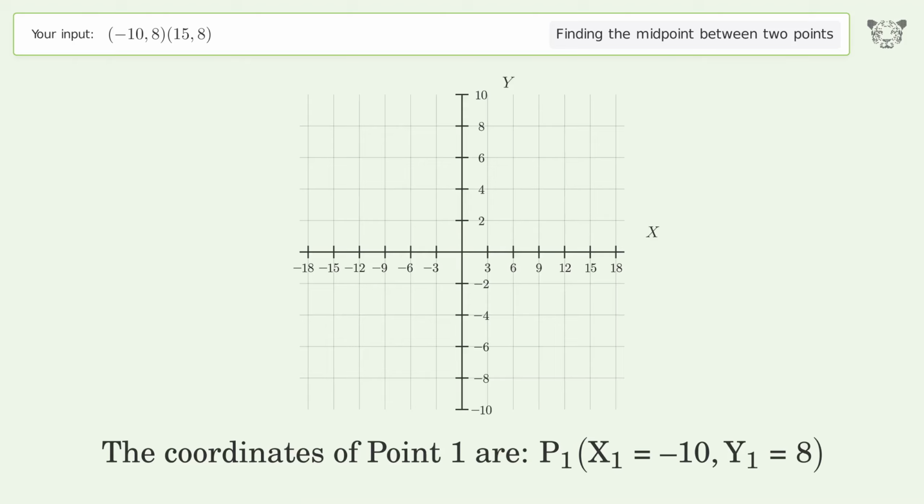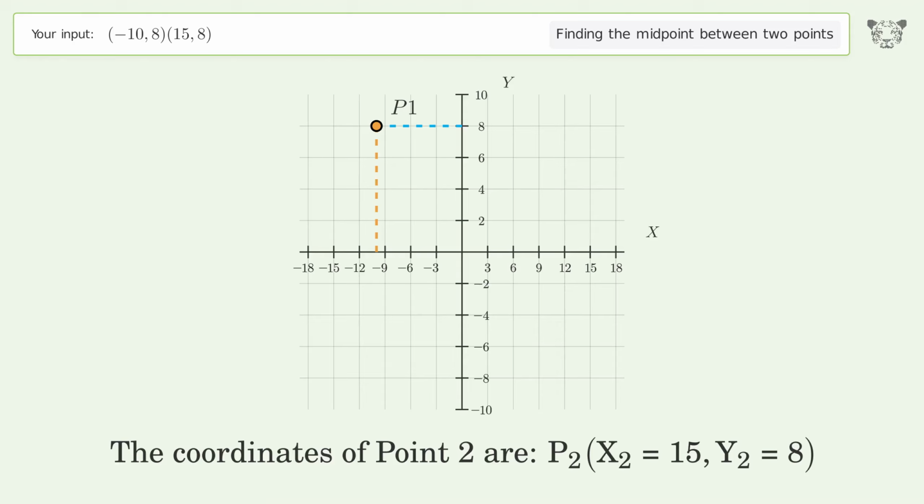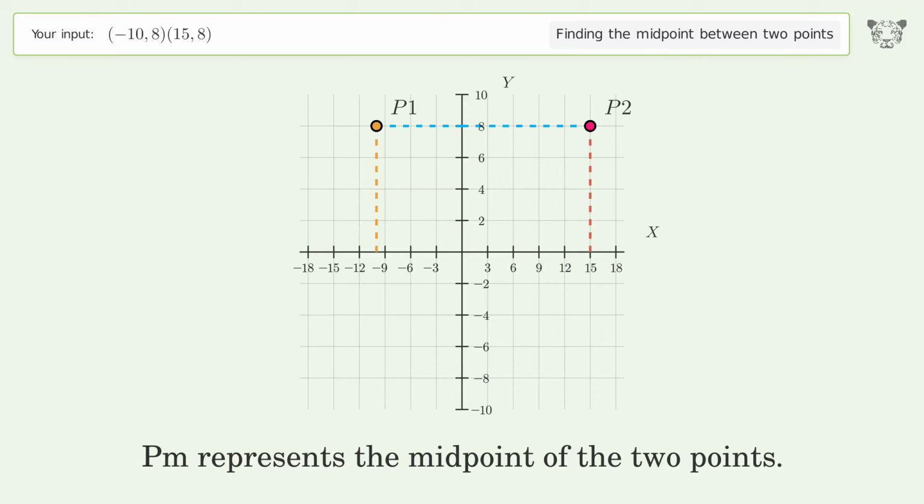The coordinates of point 1 are, x1 equals -10, y1 equals 8. The coordinates of point 2 are, x2 equals 15, y2 equals 8. PM represents the midpoint of the 2 points.